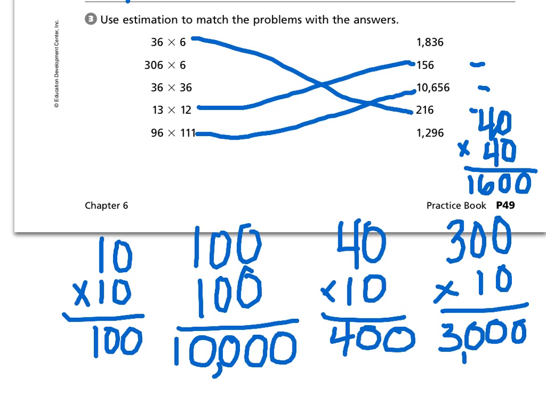And my estimation would be 1,600, but I know that that should be lower because 36 is less than 40, which means 1,296 is very reasonable. And this one should be lower because I know that 10 is much greater than 6. So 1,836 is reasonable. Make sure to have your work so I can see your estimating.